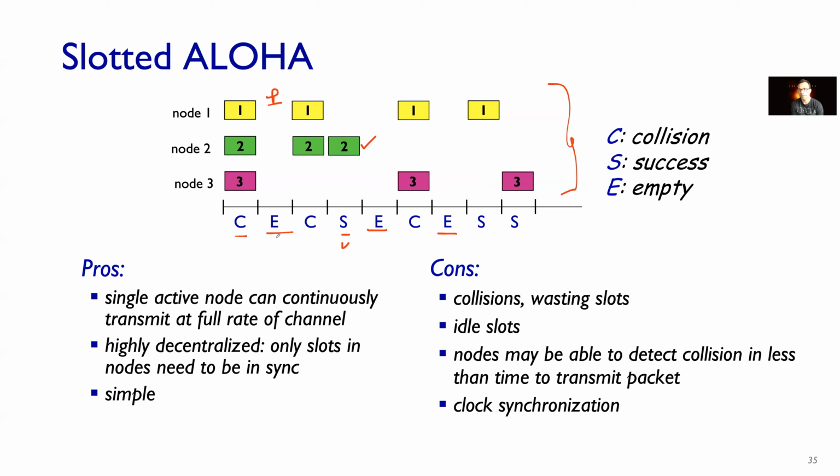So what are the good things and what are the bad things here? Well, the good thing, if you think about it, is that if there was only one node, imagine there was only one node active at any given time, then it would be able to transmit at the full rate, right? Because it's never going to experience any collisions. So if there's only one node active and it always has data to send, it keeps sending, right? There's no collisions. So yes, that is a good thing.